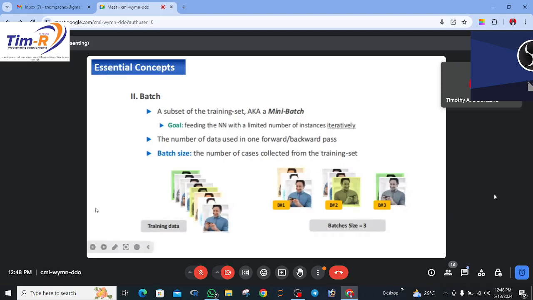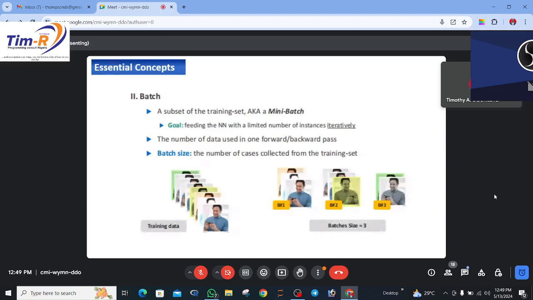So for example, here you can see the training data set as a whole, and we have batch one, batch two, batch three. So this is three batches, which means that we are going to feed the whole neural network three batches of the training data set. It goes in the first time, second time, the third time. The batch is also the number of data used in one forward or backward pass.